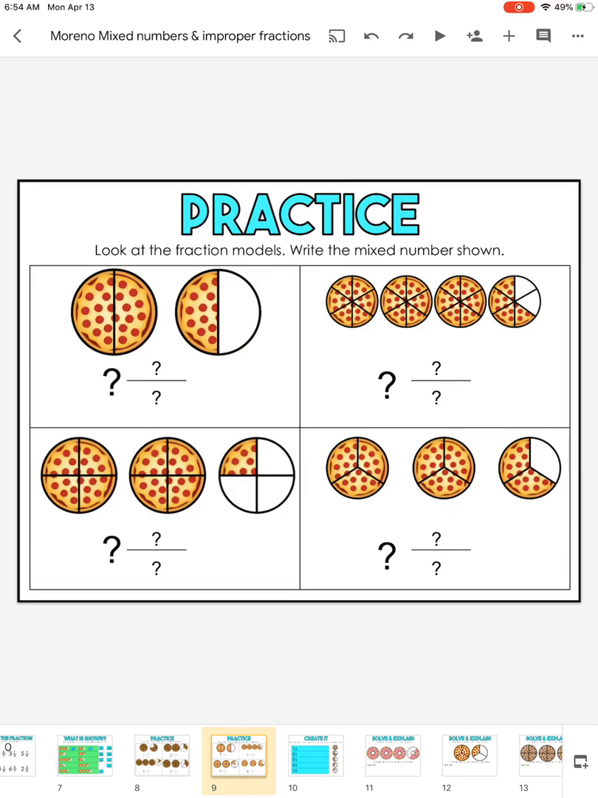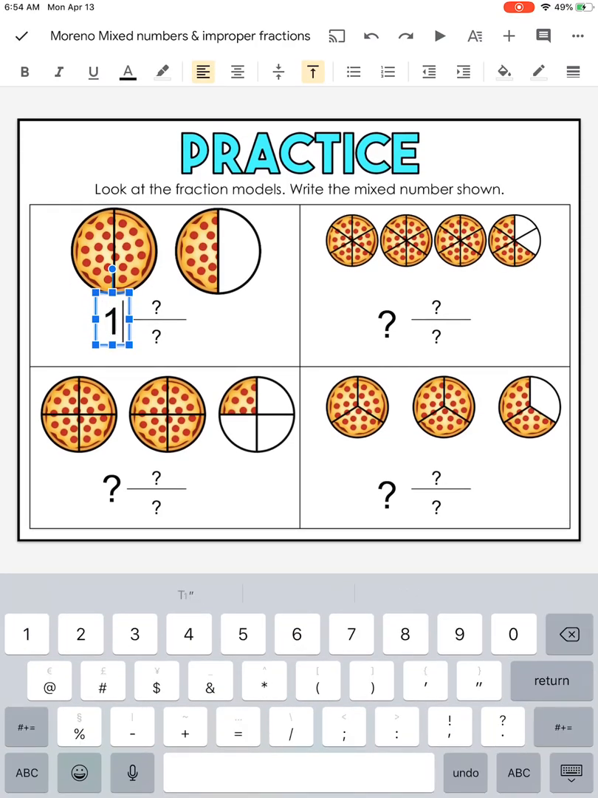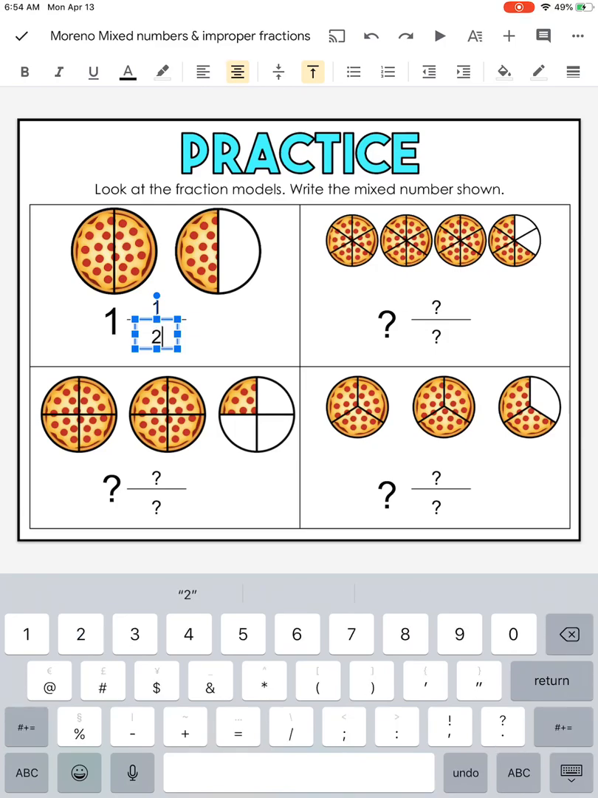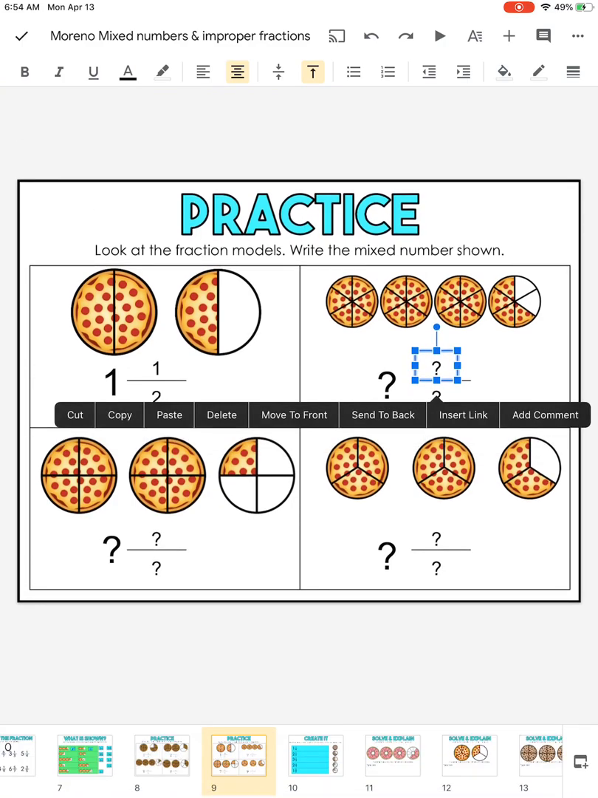All right, so same thing. We're writing the mixed number shown. So that's 1 whole pizza. And this one looks like one we saw earlier. 1 whole and 1/2. So notice how they're all divided into different parts though. Okay, so your denominators will be changing. So look at how many whole pizzas you have, and then you're writing the fraction for that last pizza that's left over.